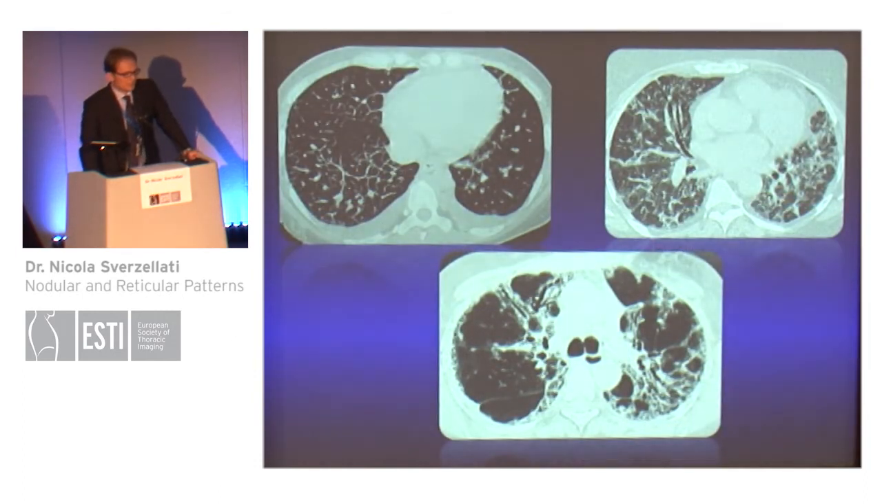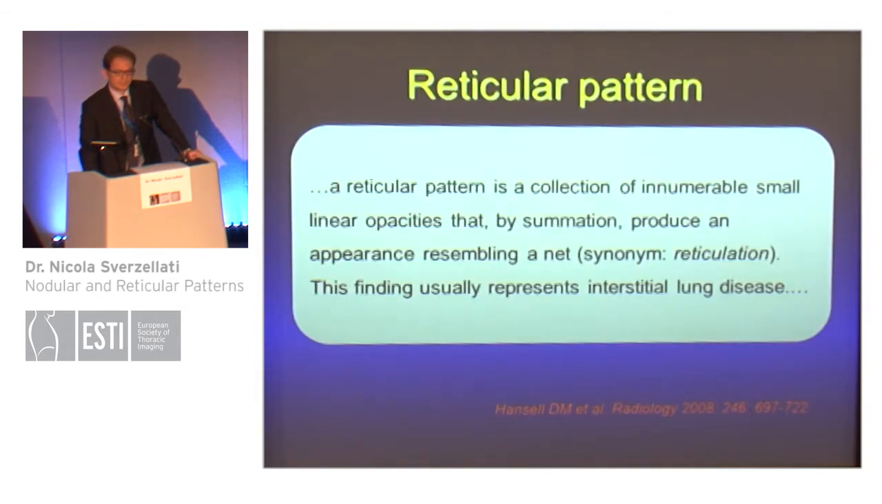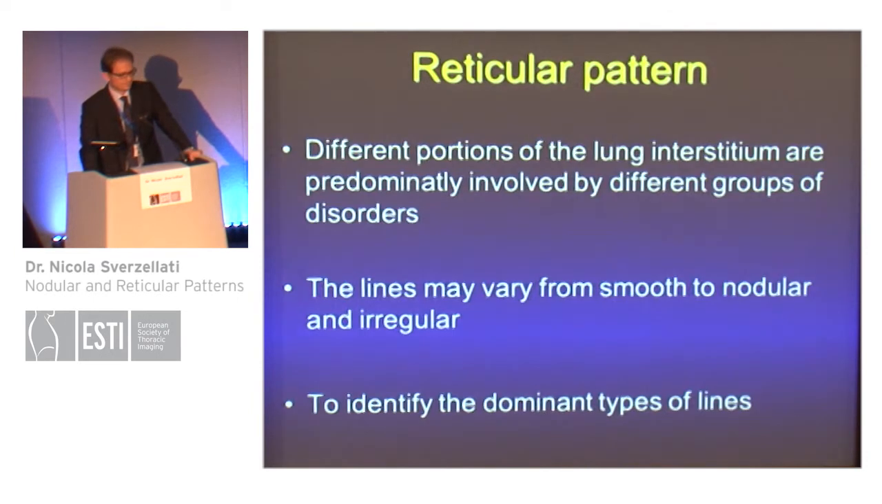Okay, let's talk about the next pattern, the reticular pattern. The term is purely descriptive. A reticular pattern is a collection of innumerable small linear opacities that, by summation, produce an appearance resembling a reticulation. And of course, this finding usually represents interstitial lung disease. We should consider that different portions of the lung interstitium are predominantly involved by completely different groups of disorders.